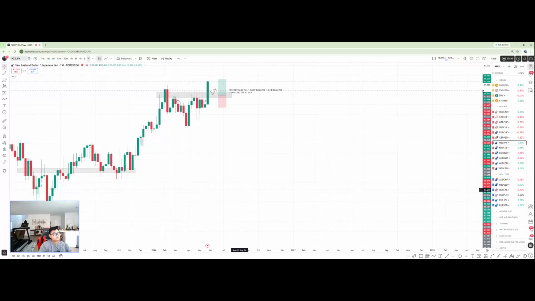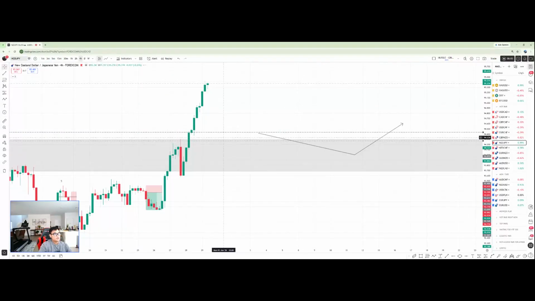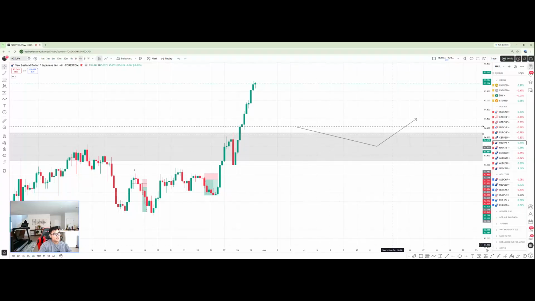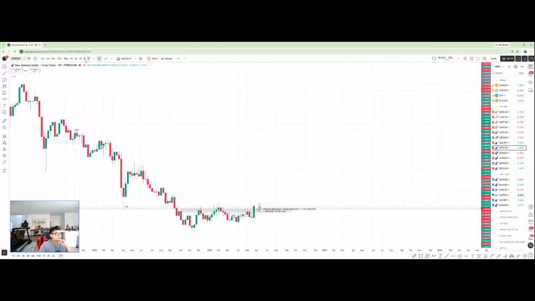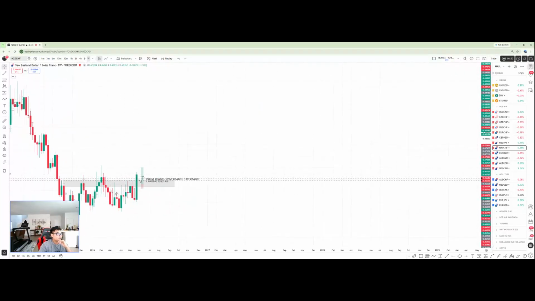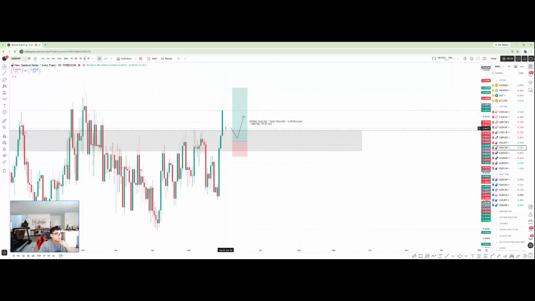NZDJPY, weekly week pullback continuation, daily bullish, 4 hour bullish. All I need is retest, then shift of structure on the area of interest, something like that, and I'm bullish engulfing, then continue taking the trade. NZD, the same move of NZD, weekly week pullback continuation to go bullish, daily. Hopefully we have a rejection.